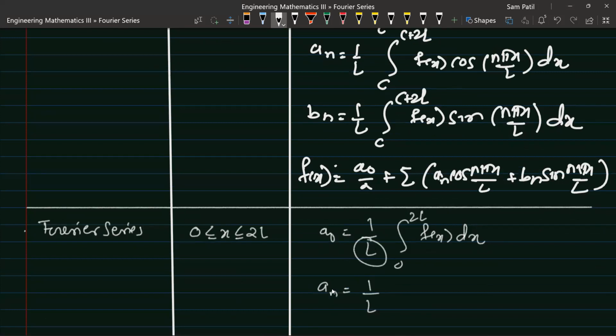No, it is L, not 2L. Because we are taking 0 to 2L, the interval is C to C plus 2L. If I were taking 0 to L, then it would become 2L here. Hello, Lakshan?